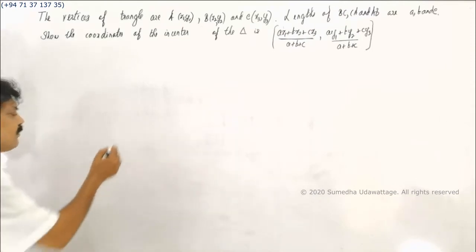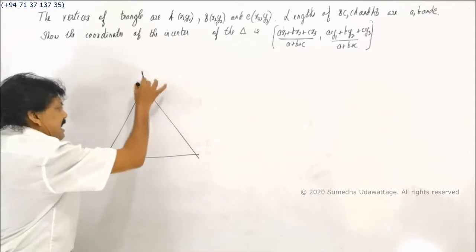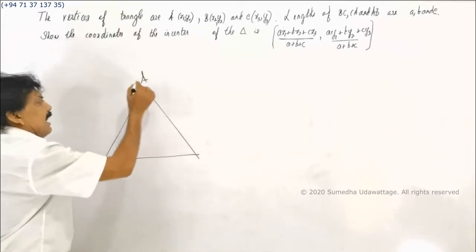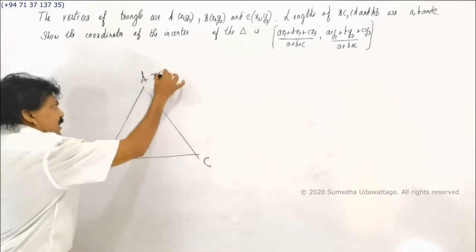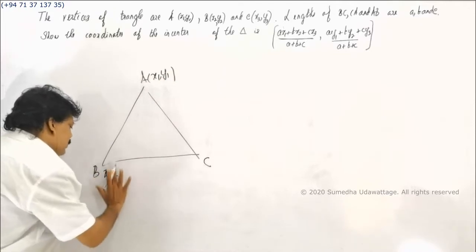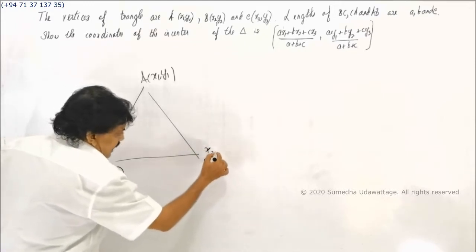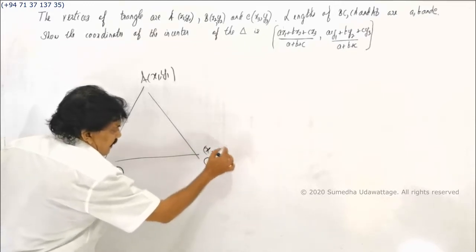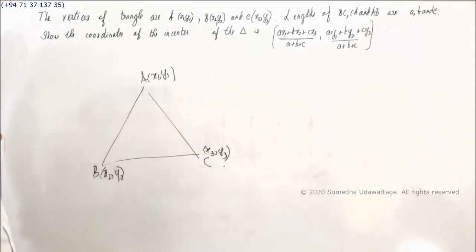I start with this certain question, where it says the vertices of a triangle A, B, C, and the coordinates of A are said to be X1, Y1, coordinates of B are X2, Y2, coordinates of C are X3, Y3. Then they ask for the coordinates of the incenter of the triangle.